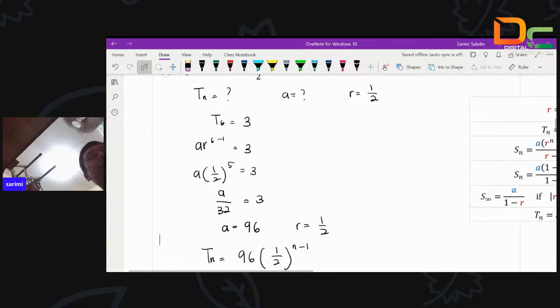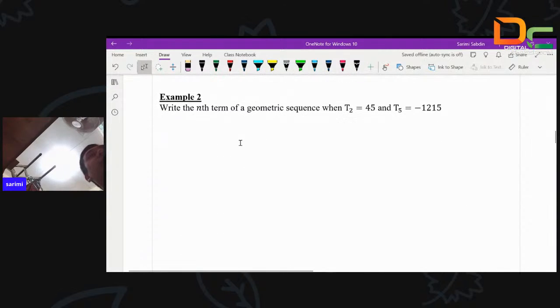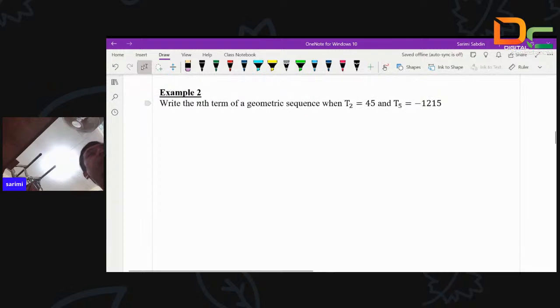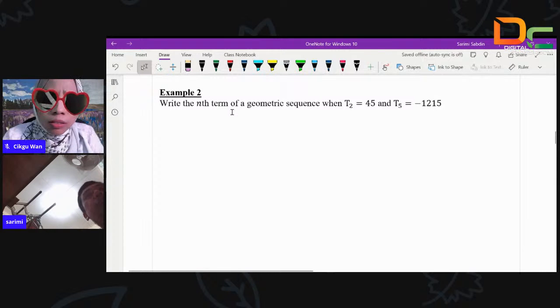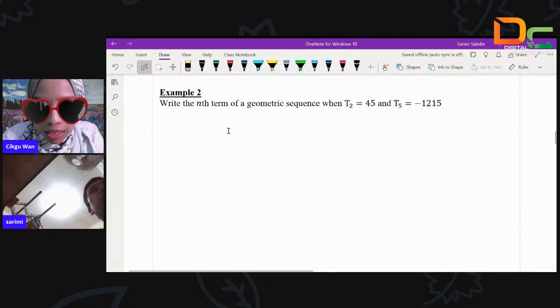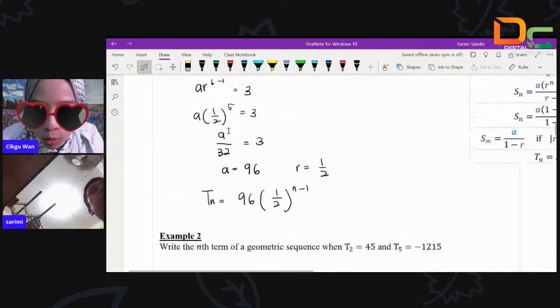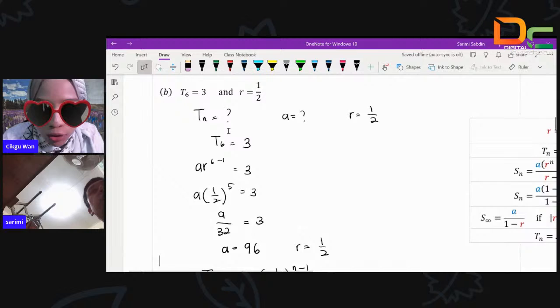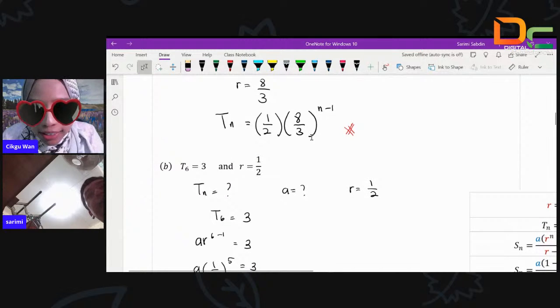So how, shall I continue? Alright, second example. Write the nth term of a geometric sequence when the second term is 45 and the fifth term is negative 1215. Students are almost the same, calculating with us. Some got a as 96, r as 8/3. Good. So they are with us. Concentrate. Very good. Some are doing well.